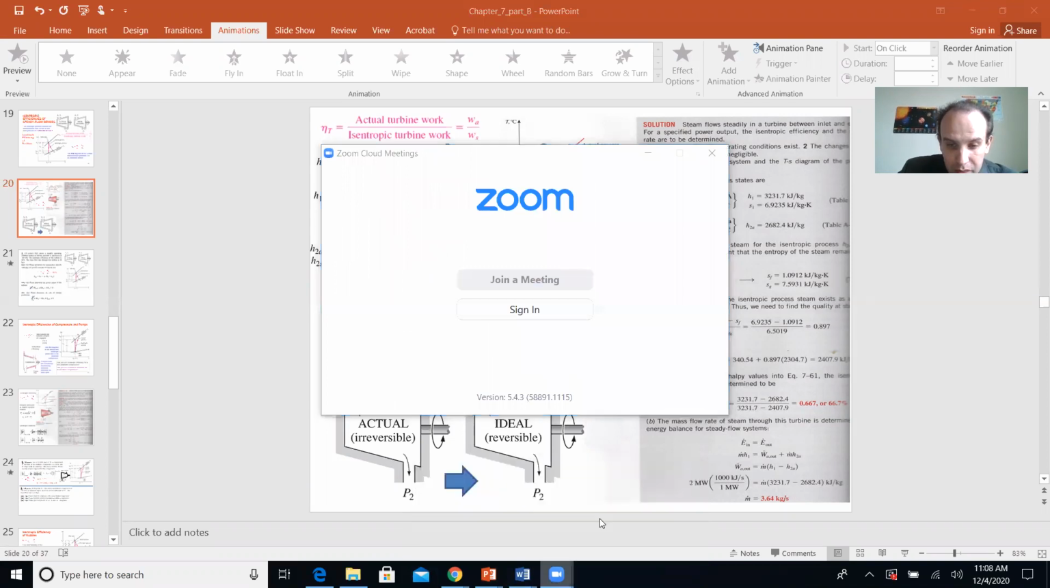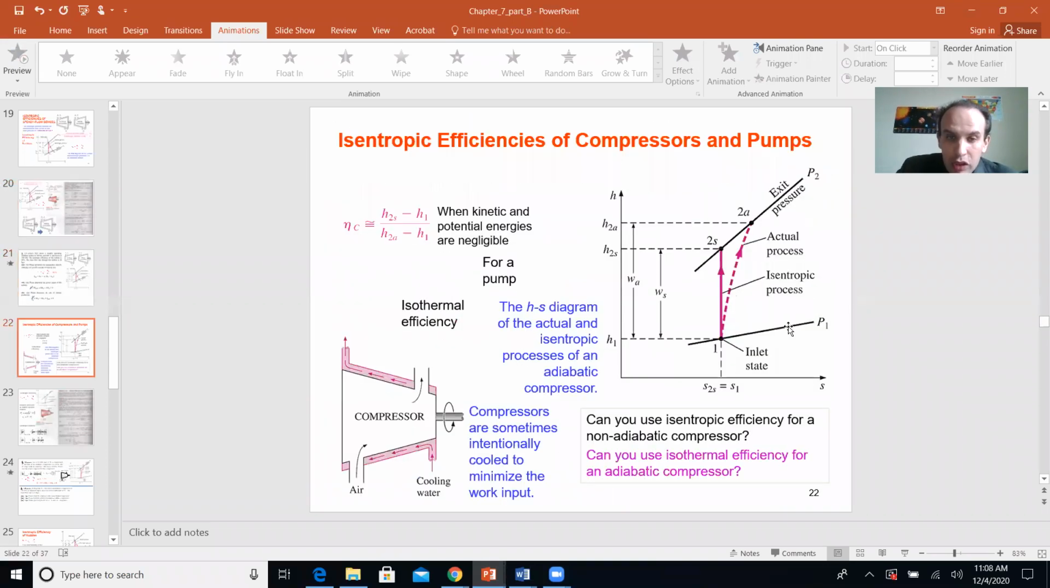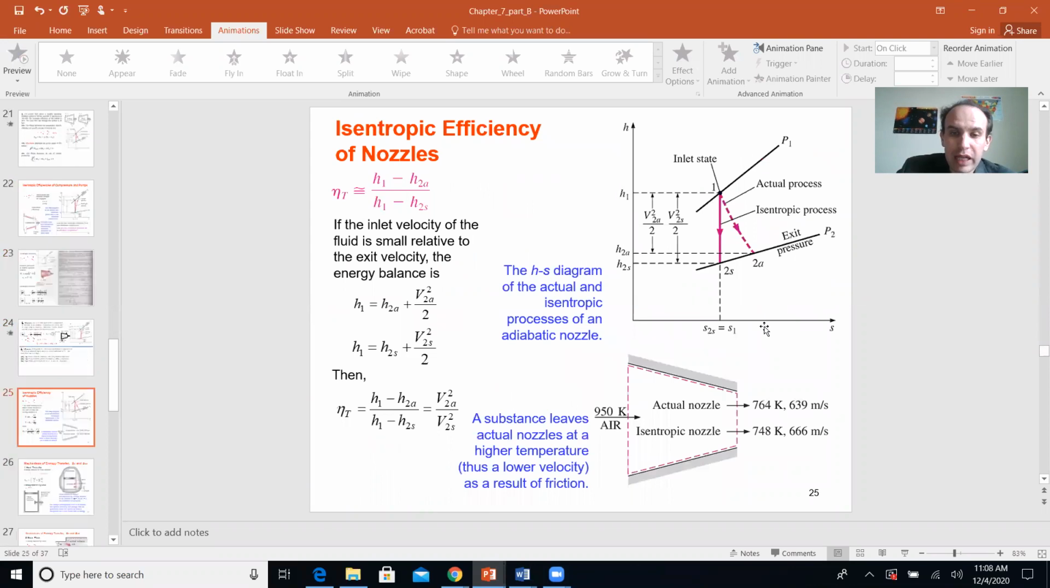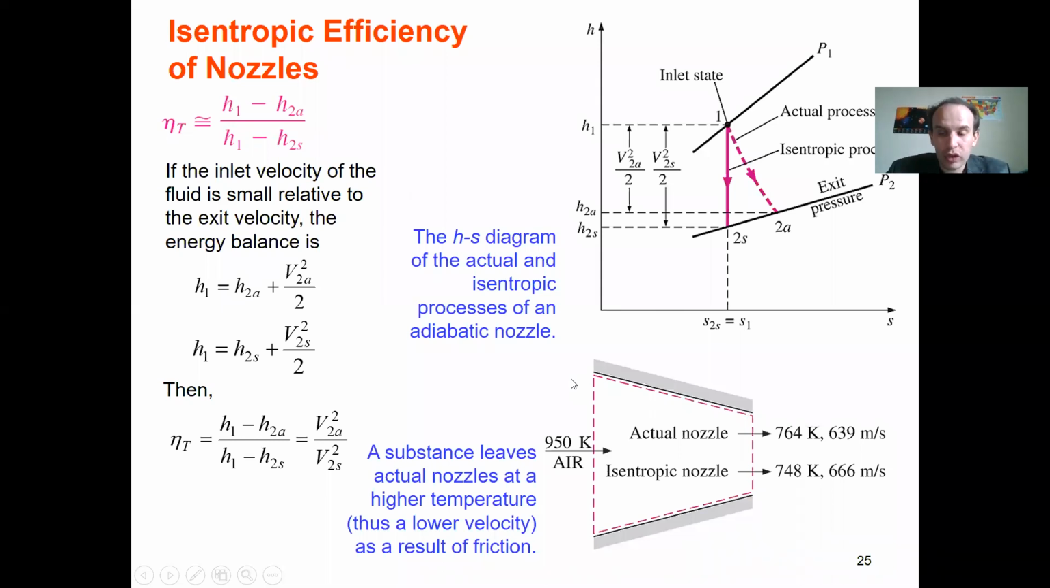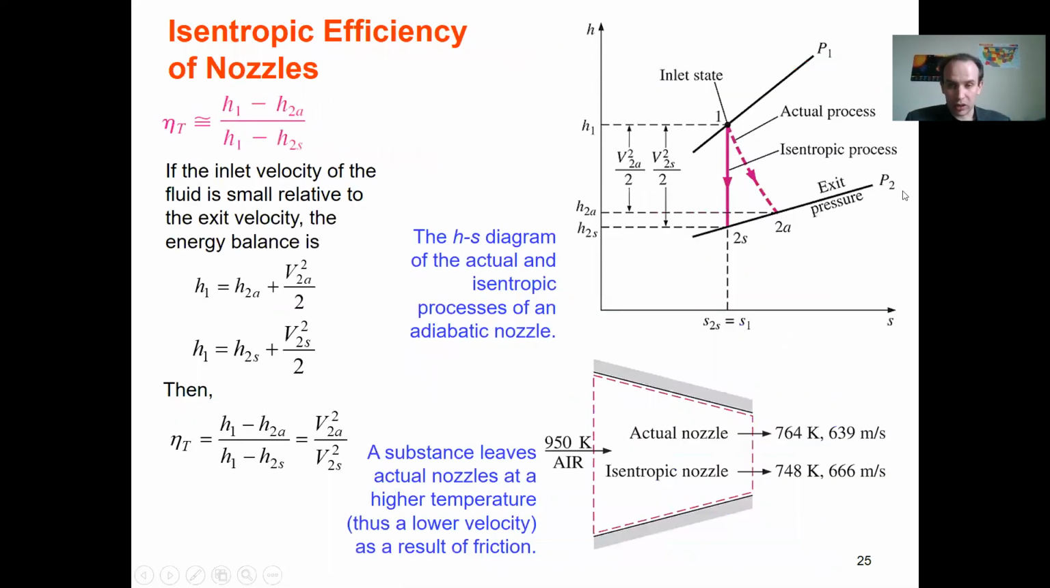Now, what happened here? Also, potentially you can talk about isentropic efficiency for other devices, like a nozzle. For instance, this is a very good illustrative example. So what will be the isentropic efficiency of a nozzle? Again, what is the idea about a nozzle? A nozzle converts enthalpy into kinetic energy, and vice versa.